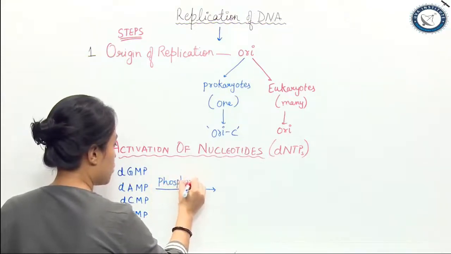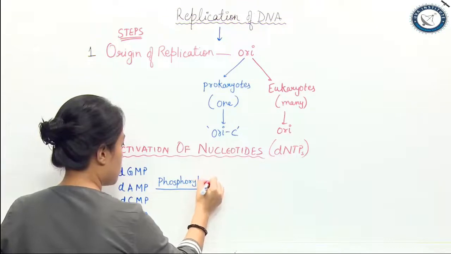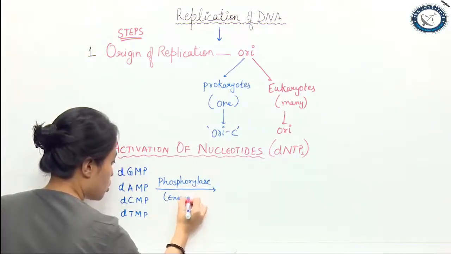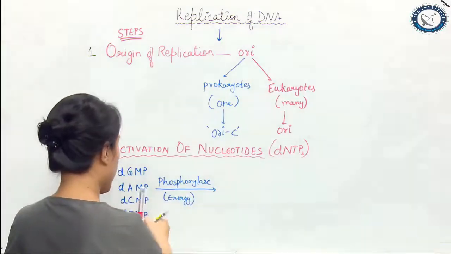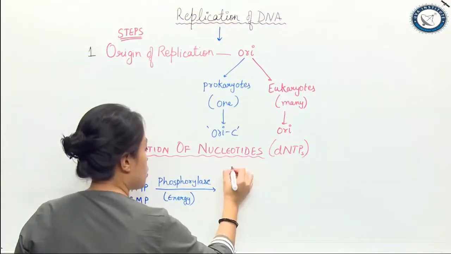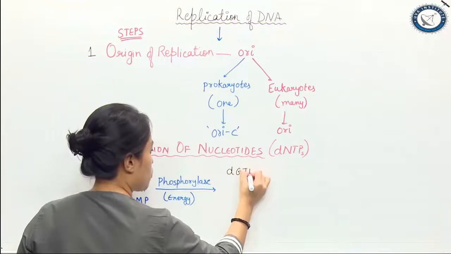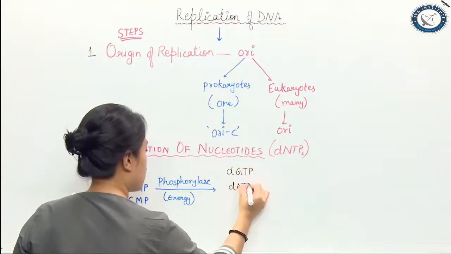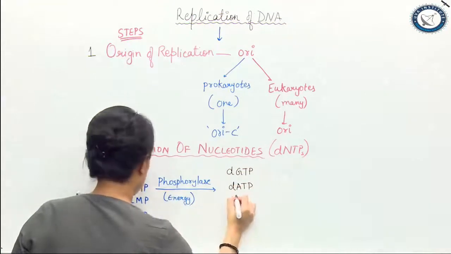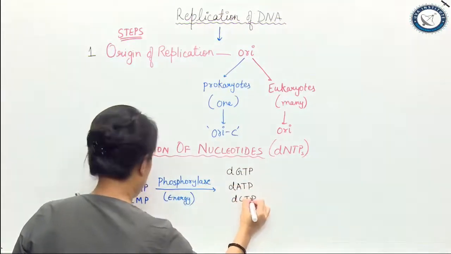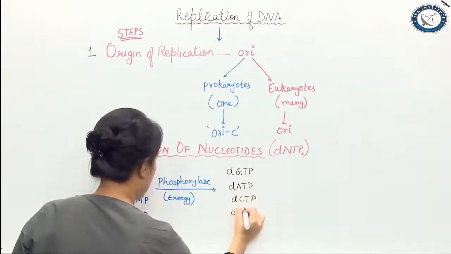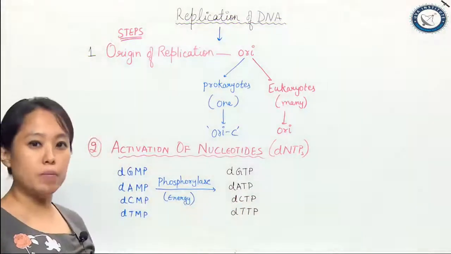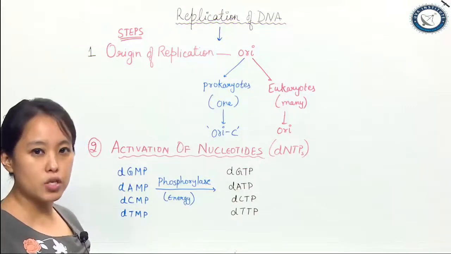phosphorylase, along with some energy. So the end product which I am going to get is deoxyguanosine triphosphate, deoxyadenosine triphosphate, deoxycytosine triphosphate, deoxythymidine triphosphate. These are the ones which will help me for the DNA polymerization.